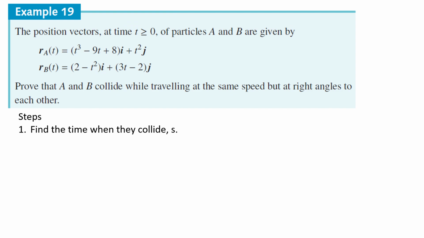So maybe I'll just quickly, while I'm here, essentially in terms of our I's, we set t cubed minus 9t plus 8 equal to 2 minus t squared. We get a solution. And then our other one, t squared, is equal to 3t minus 2. Obviously, t squared minus 3t plus 2 equals 0. So we've got t equals 1 and t equals 2, and we see which of those two solutions is the solution to the first equation. We find out the time it takes for a collision to occur.